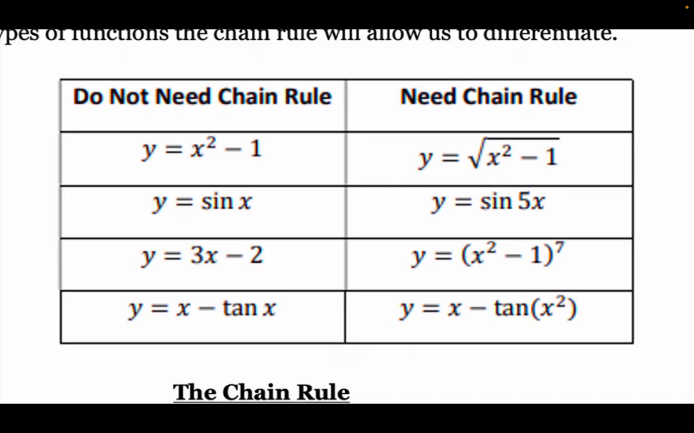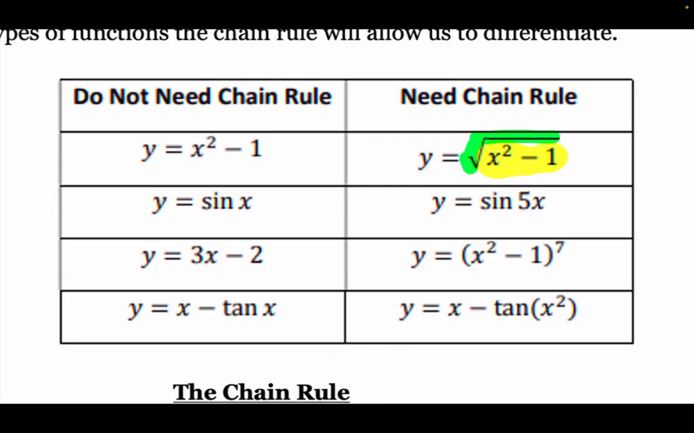How can I tweak these so that now you do need to use the chain rule? Well, look at what I did to the first one. Now it's got an inside and an outside. What is the outside? The root. What is the inside? X squared minus 1. The outside's always going to be everything, so the outside would be the square root of x squared minus 1.